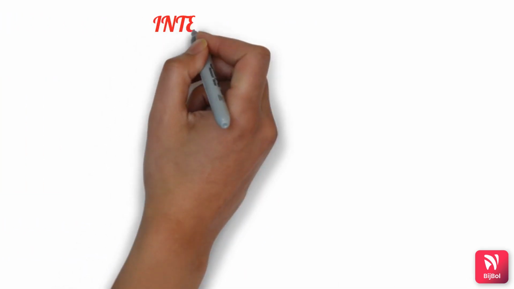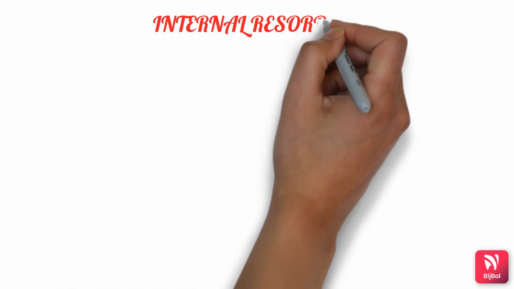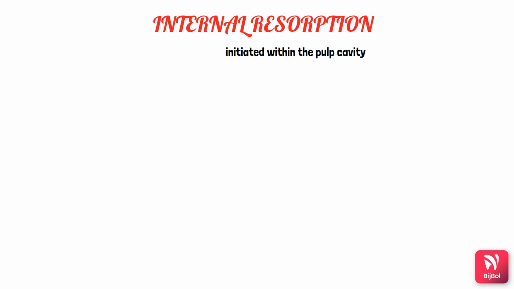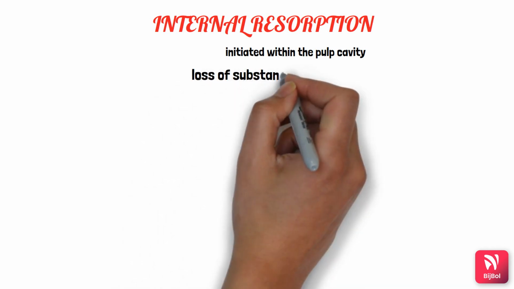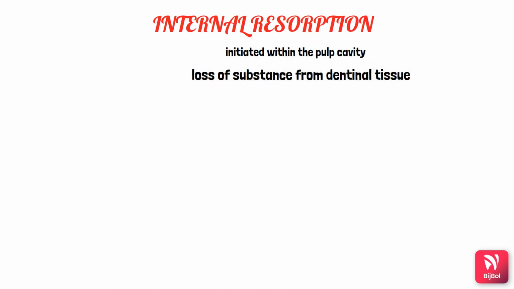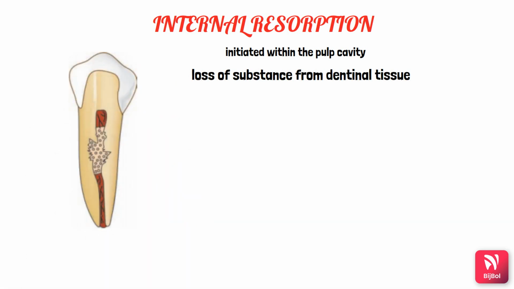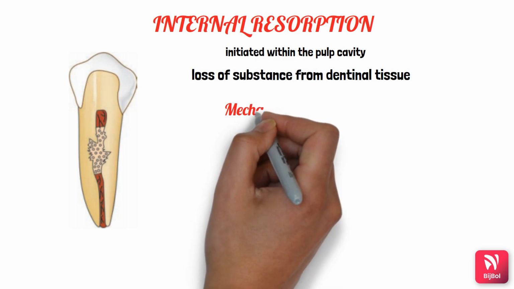Next, we'll discuss the internal resorption. It is initiated in the pulp cavity, which occurs by the loss of substance from the dentinal tissue. And it is a progressive resorption occurring in the dentin of the pulp chamber.